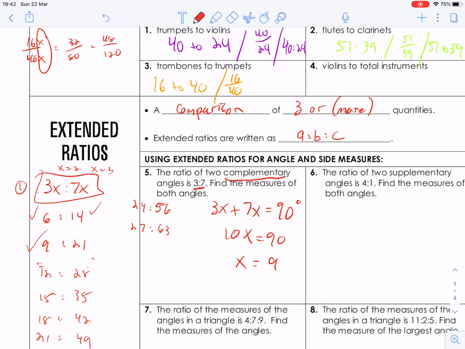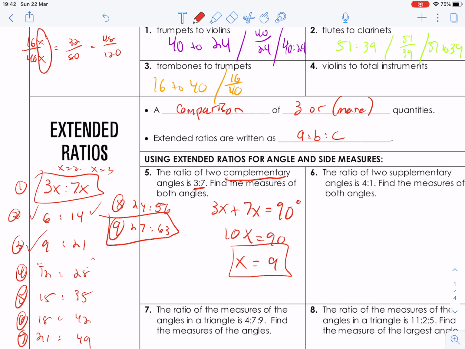This would be x is 1, right? Because then it would be 3, 7. So 2, 3, 4, 5, 6, 7, 8, 9. There we go. When x is 9, so if we plugged in x here, that'd be 3 times 9, which is 27, and 7 times 9, which is 63. There we go. Make sense?